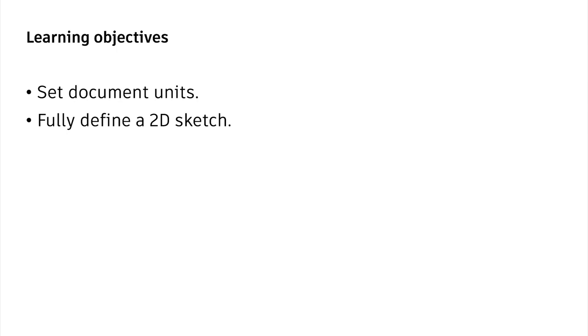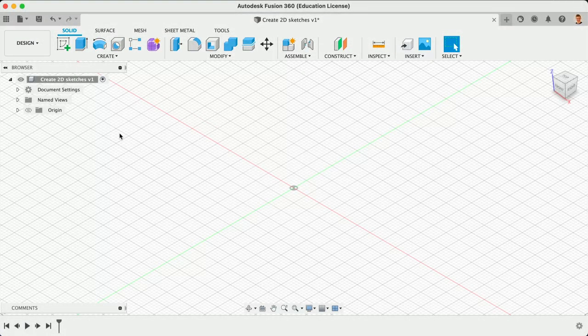In this module, you'll learn how to set document units and fully define a 2D sketch. Fusion 360 sketch tools allow you to create sketch profiles that drive the shape of solid, surface, and T-spline bodies. Before you start sketching, decide what units of measure you would like to design in.